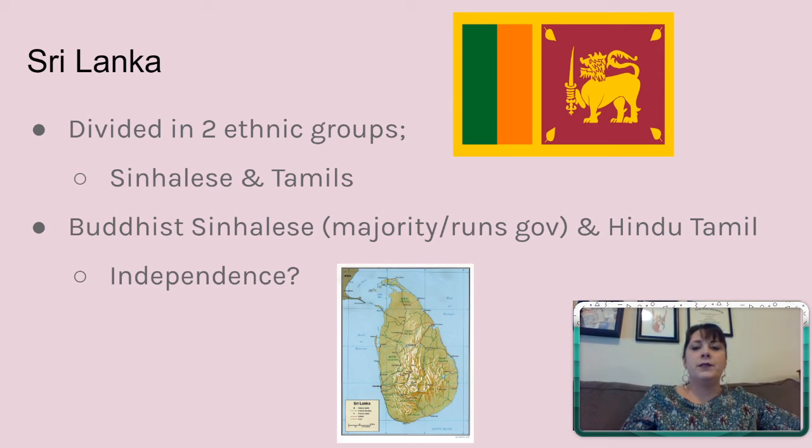Sri Lanka. In Sri Lanka, they have two main ethnic groups. These ethnic groups are also divided by religious groups as well. So we have the Buddhist Sinhalese. They're the majority and they run the government. Then the Hindu Tamil, where there's some contention, and they've wanted their independence for a while.